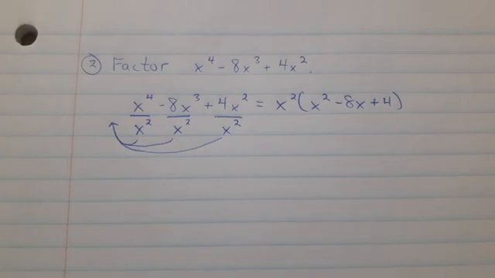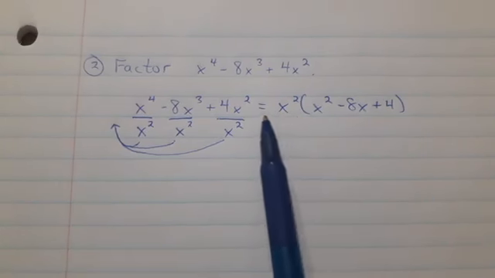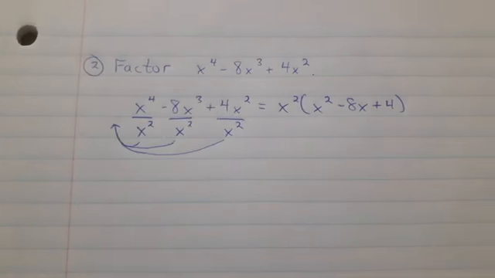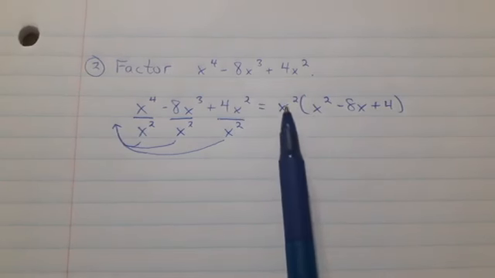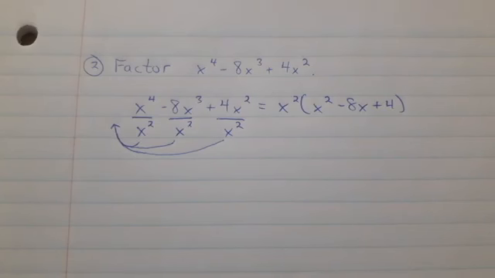Now we can check to make sure we did this correct. And to check, all we have to do is distribute that GCF back in and see if we get our original polynomial. X squared times x squared is x to the 4th. X squared times -8x is -8x to the 3rd. And x squared times plus 4 is plus 4x squared. Now we're sure we got our answer correct.